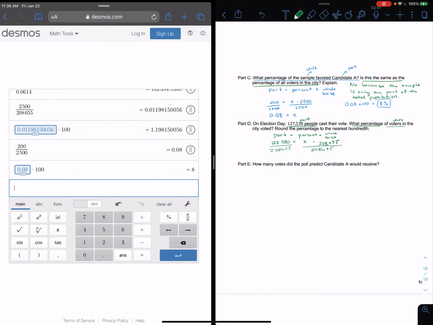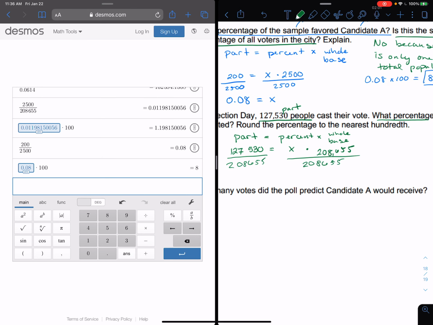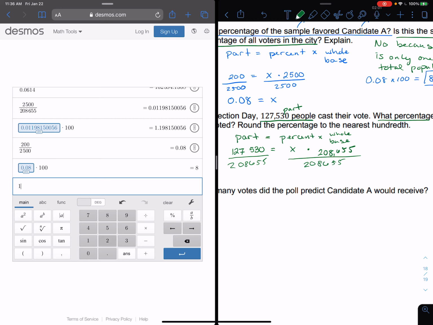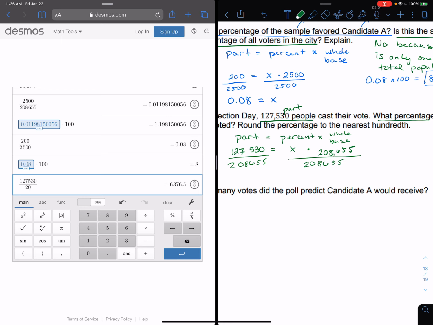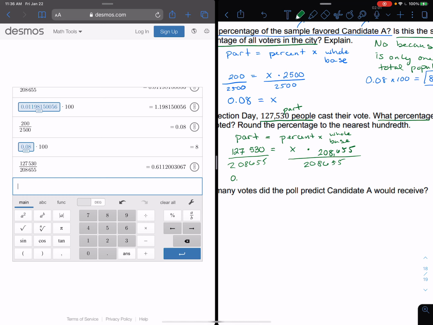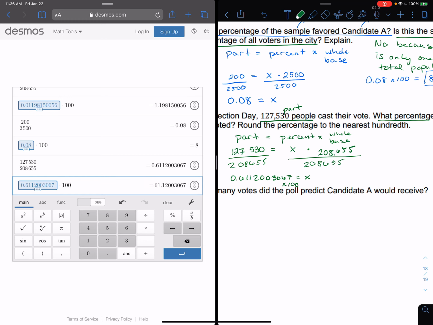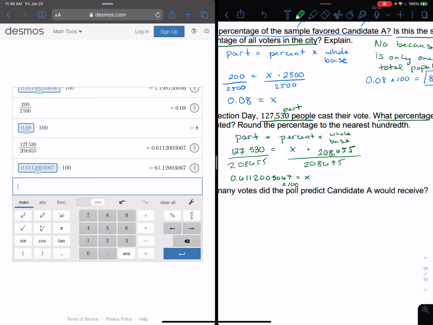So if we use our calculator, we need to do 127,530 divided by 208,655. That gives us our answer in decimal form. To get it in percent form, we need to multiply by 100. So I'm going to take the answer, multiply it by 100. So that gives us 61.12003067%.